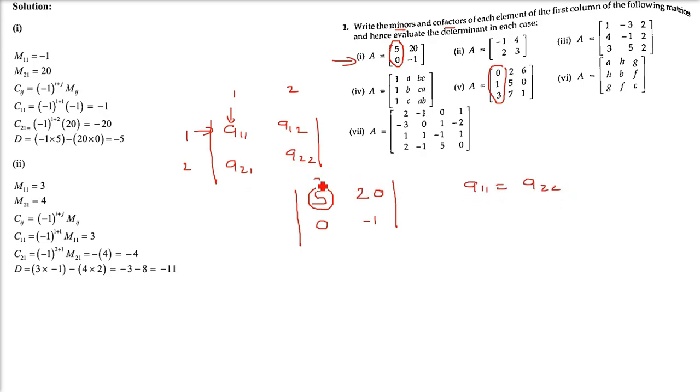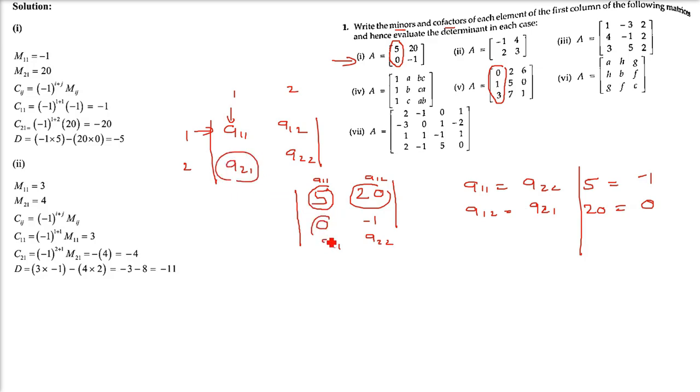So let us write it here: A11, A12, A21, A22. The minor of A11 is A22, that is, the minor of 5 is negative 1. Coming to A12, similarly, the row and column containing A12 are left out, and only the remaining one has to be written. So it will be A21. The minor of A12 is A21, so the minor of 20 is 0.